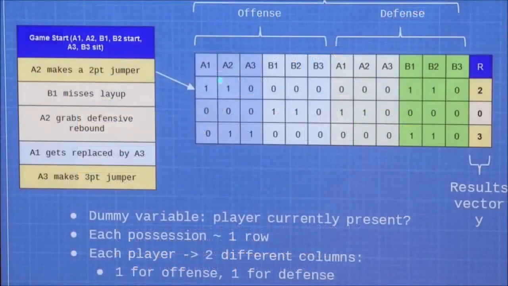So A1 and A2 are on the court, so the dummy variable gets activated for this specific row. B1 and B2 are on the court, but not playing on offense, but playing on defense, so the dummy variables for defense are activated. And since it was a made 2-point jumper, we get a 2 here in the results vector.